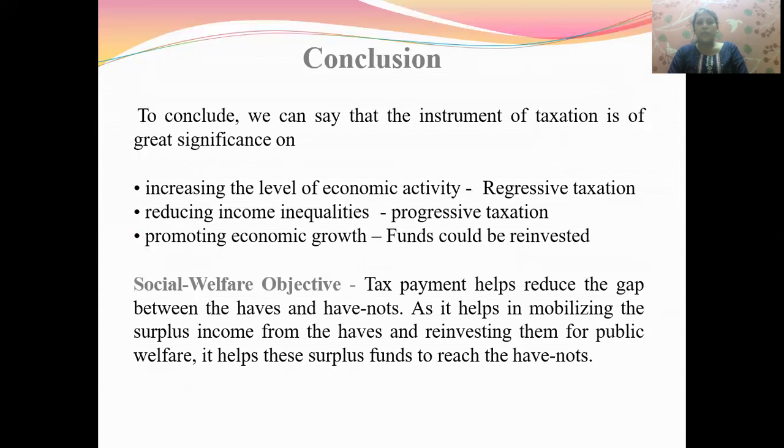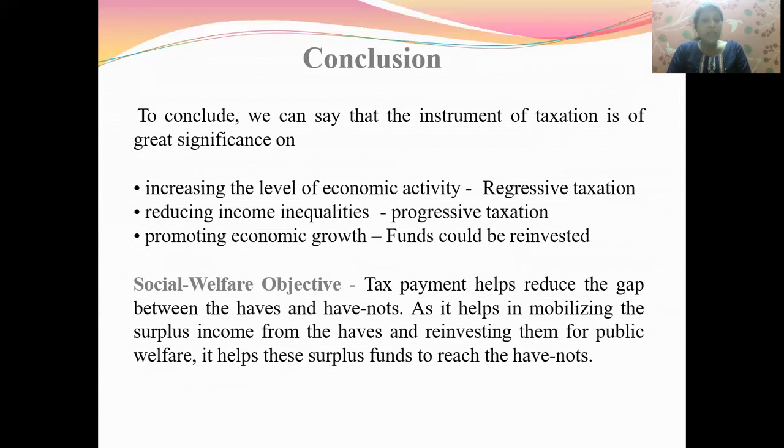So, we may reach the conclusion. To conclude, we can say that the instrument of taxation is of great significance in increasing the level of economic activity, and reducing income inequalities, that is progressive taxation. Actually, in progressive taxation, what we have learned is that when the income increases, the rate of tax also increases. When the income decreases, the rate of tax also decreases. So income inequalities are reduced by progressive taxation.